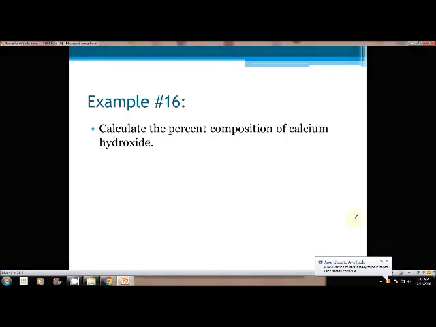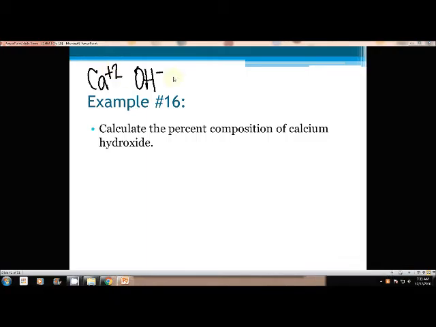So we're going to calculate the percent composition of calcium hydroxide. Well, we need to know calcium hydroxide's formula so that we can find the molar mass. So calcium hydroxide is OH minus 1, and calcium is from the periodic table with a +2 charge. So that's going to equal Ca(OH)2, with hydroxide in parentheses for that compound.